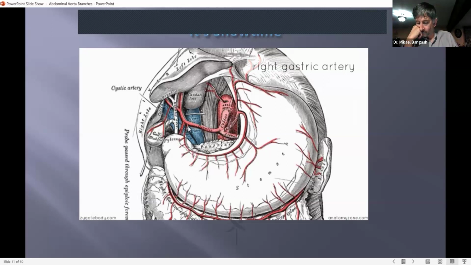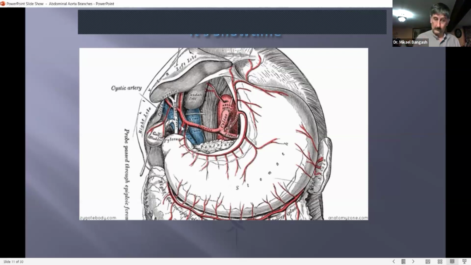So the origin of the right gastric artery is variable, so it can come off the common hepatic artery, or it can come off the proper hepatic artery. But what you need to know is that it comes off and it runs along the lesser curvature of the stomach and anastomoses with the left gastric artery. So the common hepatic splits into the proper hepatic and the gastroduodenal artery.